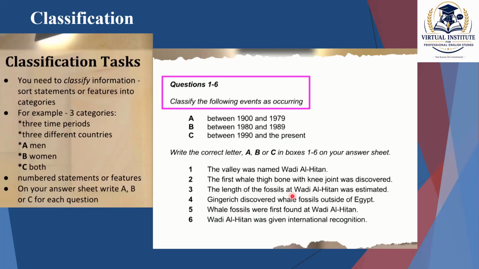So we need to classify among them which happened between 1900 and 1979, which of these events happened between 1980 and 1989, and which of them happened between the 1990s till the present time. Are you getting it? Are you following? So this is how you are going to classify.